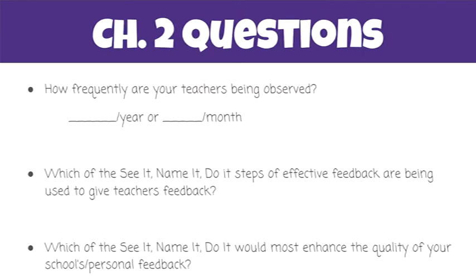So our Chapter 2 questions. How frequently are your teachers being observed? How many times a year or how many times a month? And which of the see it, name it, do it steps of effective feedback are being used to give teachers feedback? And then which of the see it, name it, do it would most enhance the quality of your school's or your own personal feedback? Think about those as we close.